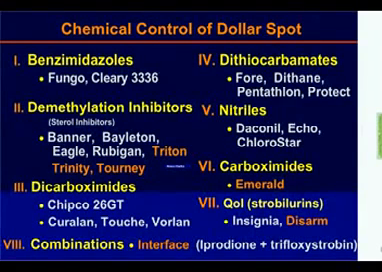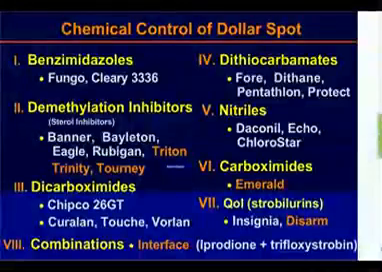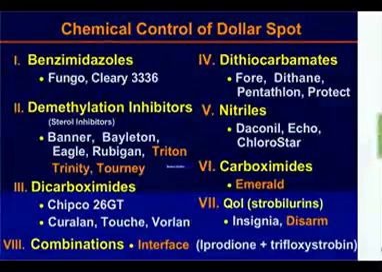You don't want to use sequential applications of something like boscalid. You want to continue to use alternation and tank mixing strategies to reduce the potential for resistance, and we'll talk about that a little bit later.